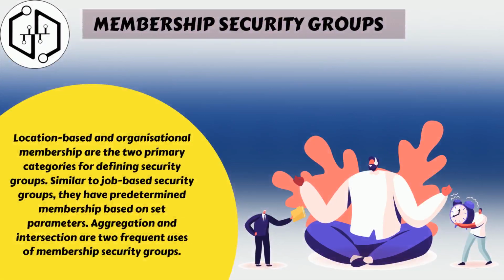The job-based security groups include 3 groups. They are as follows. 1. Membership security groups. Location-based and organizational membership are the 2 primary categories for defining security groups. Similar to job-based security groups, they have predetermined membership based on set parameters. Aggregation and intersection are 2 frequent uses of membership security groups.